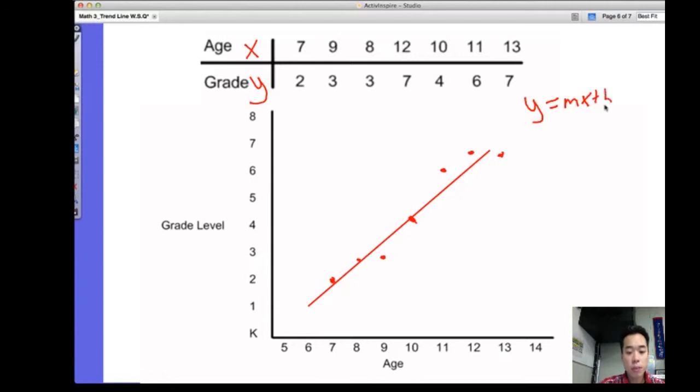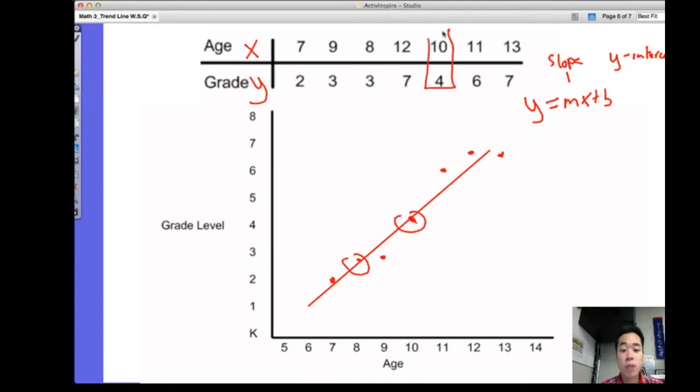So let's find slope. When you do your trend line, you have to pick the points that you actually went through with your line. So I'm going to do this point and this point. So at age 10, grade 4, I'll use that point. And age 8, grade 3. I'm just going to go ahead and list them as ordered pairs over here. I get 8, 3 and 10, 4.